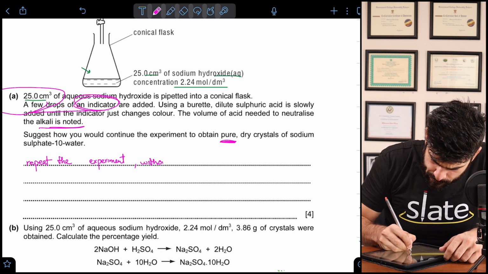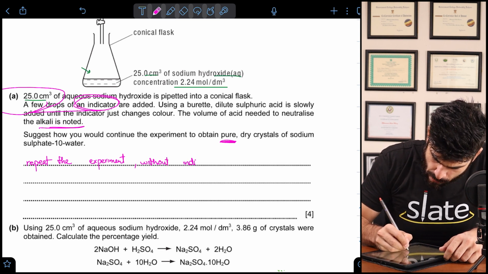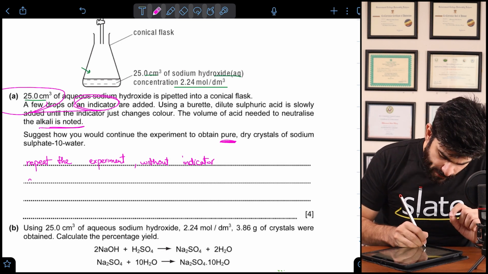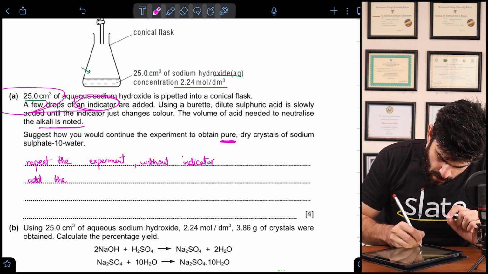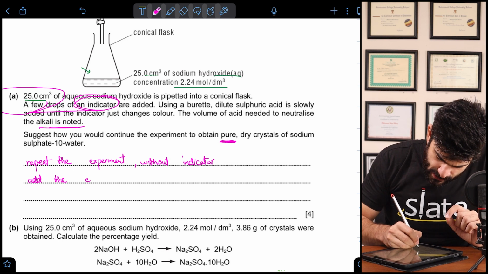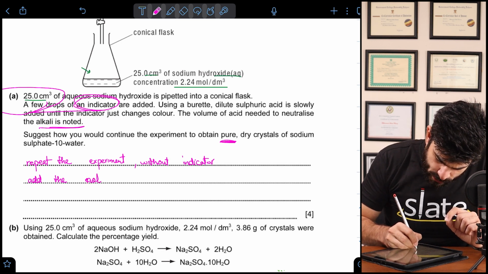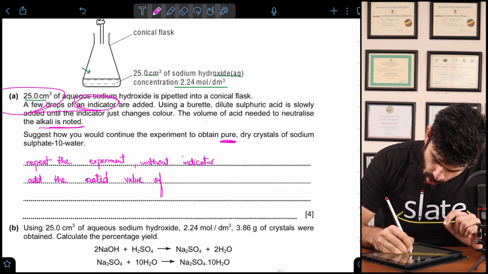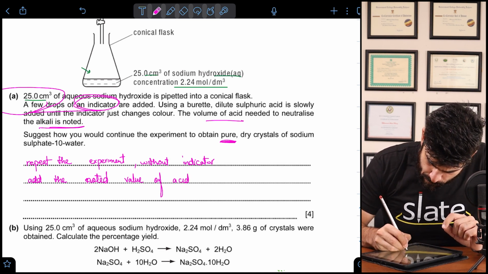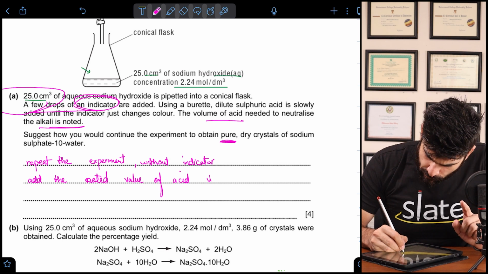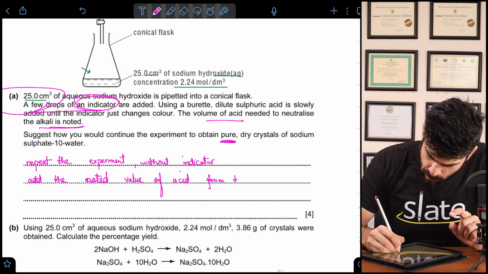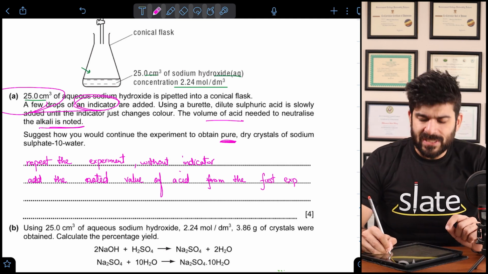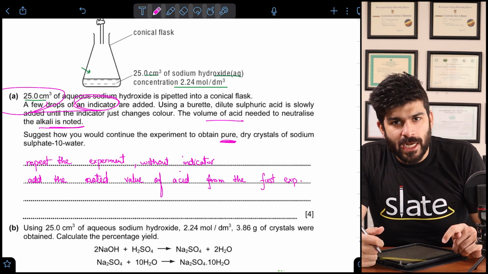Without indicator. And after that, add the noted value of acid from the first experiment. Obviously, that would neutralize our alkali.